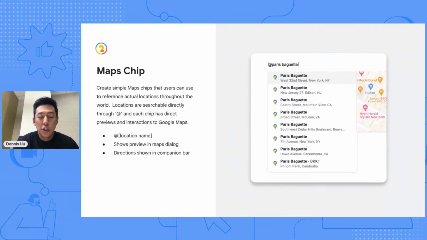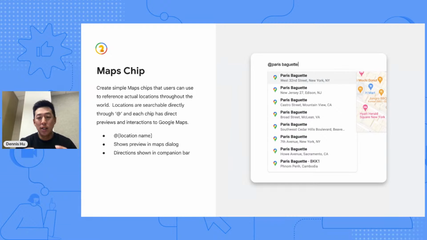The next chip that I'll walk through is what we call our maps chips. So really, this is again creating the ability to have simple map chips. This is when you need to reference a location, for example. We actually have direct integration into Google Maps, so you can reference really literally any location, I would say, in the world. These locations are searchable directly through the @ sign as well. So again, I can just do @ Paris Baguette, which is one of my favorite bakeries. And you can then just select it.